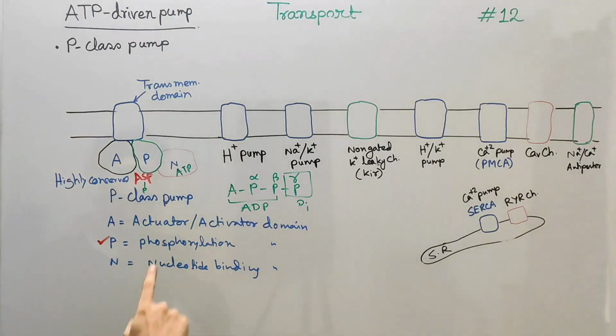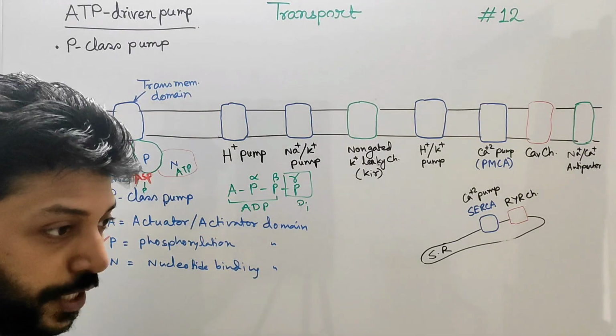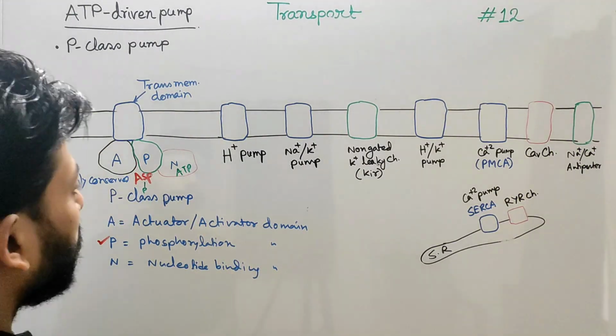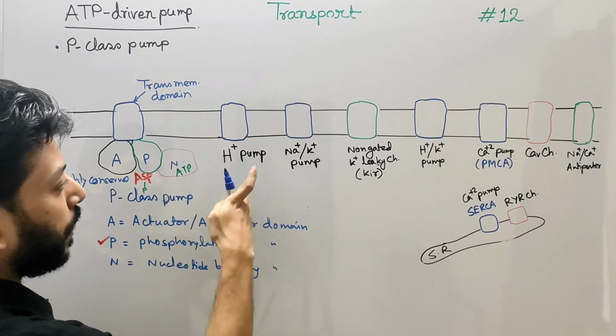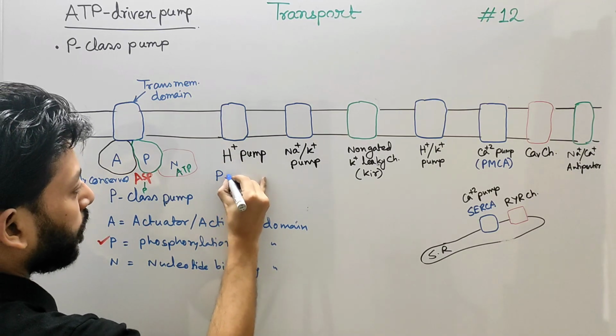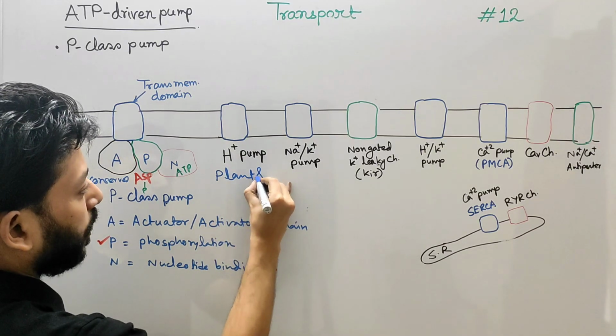So now let's talk about the different pumps present in different cells and how they work. As you can see, this hydrogen pump is present in plants and fungi.